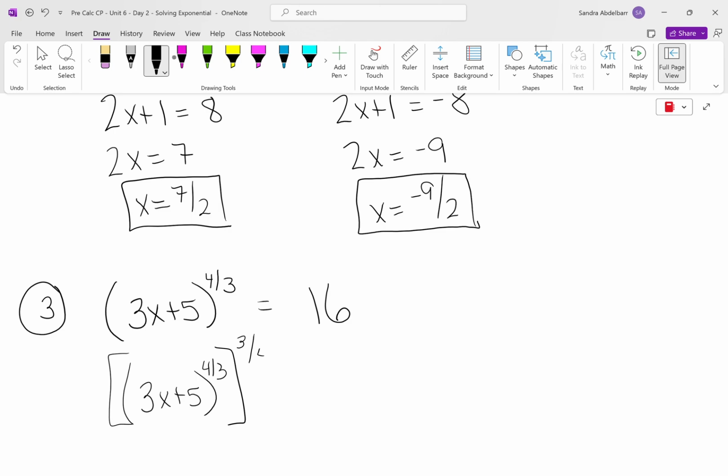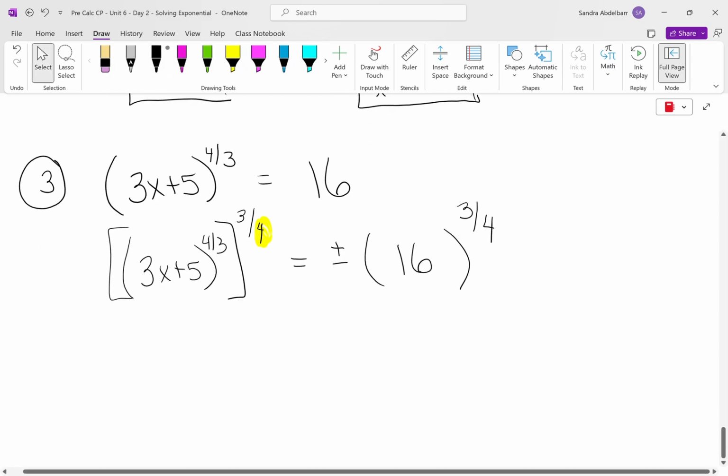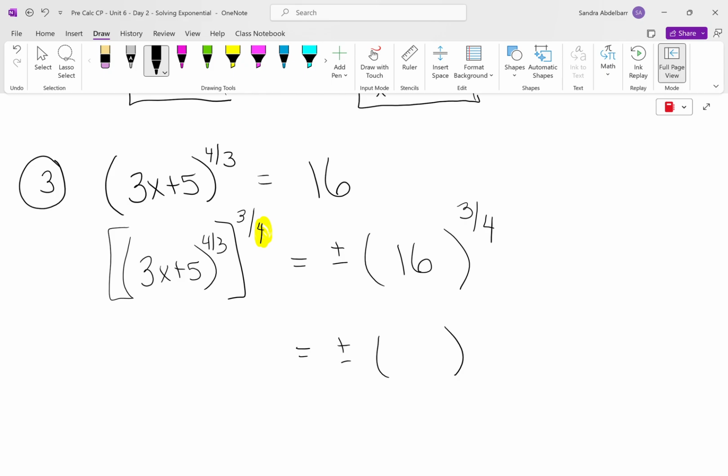All right, we ready? So what would I have done? I would have done 3x plus 5 raised to the 4/3. I would have raised that to the 3/4. My denominator is even. Because my denominator is even, what do I have to account for? Plus or minus on the other side. So now I'm going to have 16 raised also to the 3/4 power.